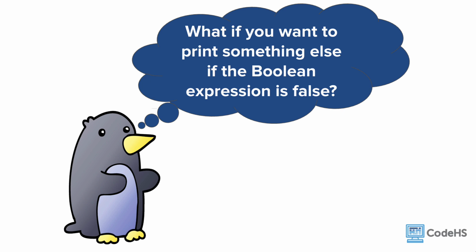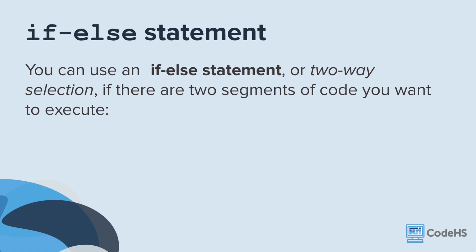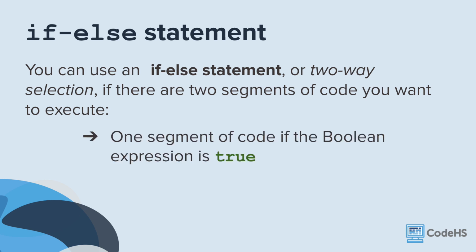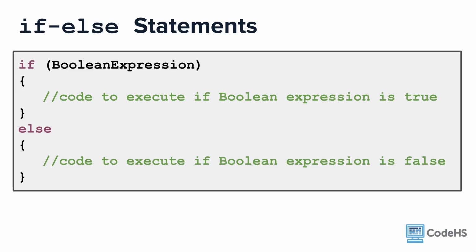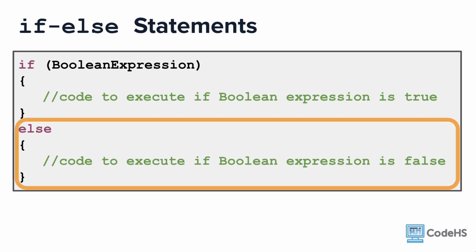You might be wondering, what if you want to print something else if the Boolean expression is false? You can use an if-else statement or two-way selection if there are two segments of code you want to execute. One segment of code if the Boolean expression is true, and one segment of code if the Boolean expression is false. This is the general skeleton for writing if-else statements. As you can see, the else statement follows the if statement and has its own code block that will execute if the Boolean expression evaluates to false.